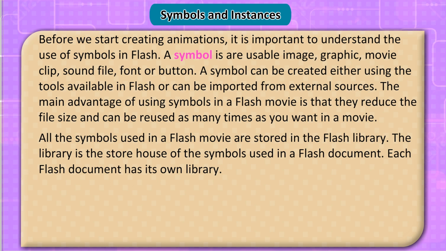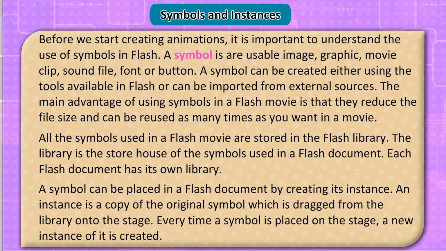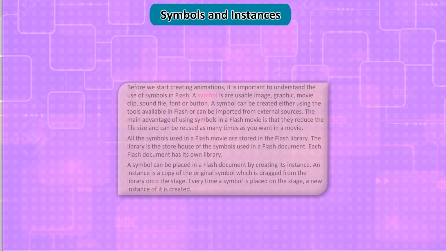All the symbols used in a Flash movie are stored in the Flash library. The library is the storehouse of the symbols used in a Flash document. Each Flash document has its own library. A symbol can be placed in a Flash document by creating its instance. An instance is a copy of the original symbol which is dragged from the library onto the stage. Every time a symbol is placed on the stage, a new instance of it is created.